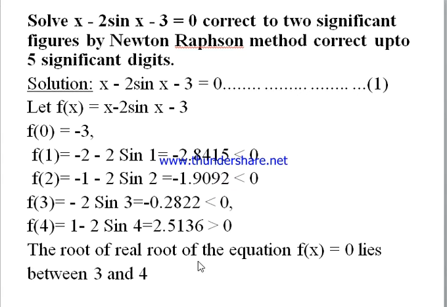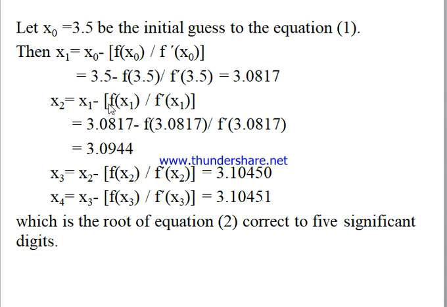So the real root of the equation f(x) = 0 lies between 3 and 4. Let us take the initial value x0 = (a + b) by 2, that is (3 + 4) by 2, which is 3.5, as the initial guess. Now, x(n+1) = xn minus f(xn) by f'(xn). Here we want to find the first approximation x1, so n is 0: x0 minus f(x0) by f'(x0). Here x0 is 3.5, so we substitute 3.5: 3.5 minus f(3.5) by f'(3.5).